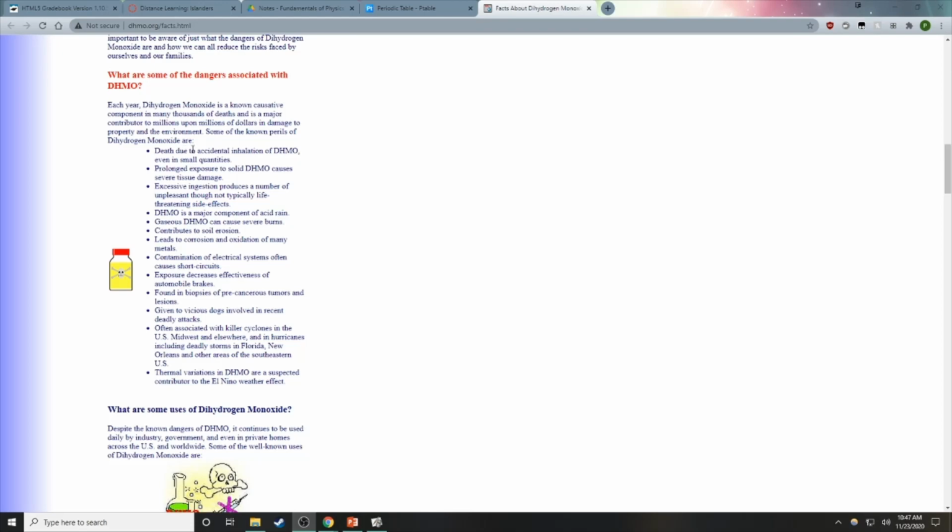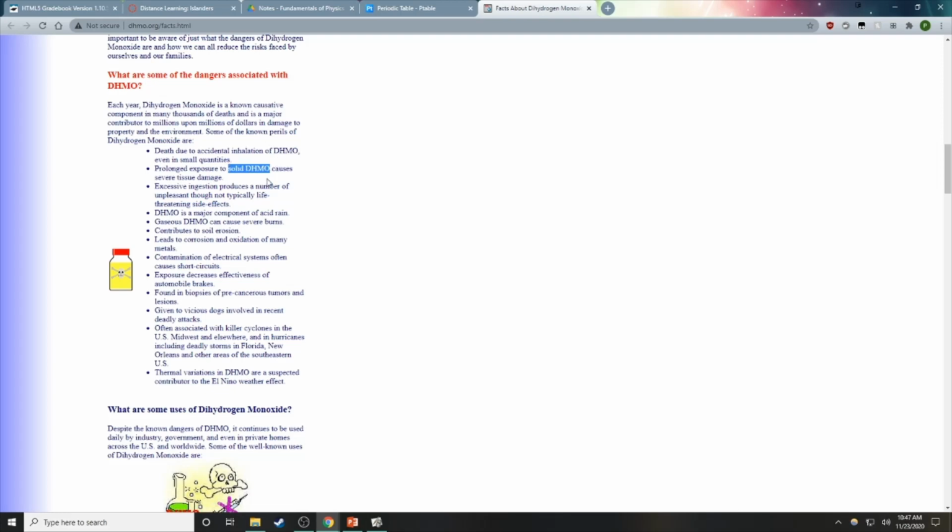Well, let's take a look. Death due to accidental inhalation of DHMO, even in small quantities. Yes, if you inhale a lot of it, you'll probably drown, right? Even in small quantities, though, you can develop things like pneumonia. Pneumonia is basically where you get liquid in your lungs and then you get a bacterial infection, so that can be bad.